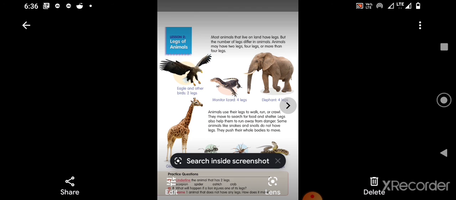2 legs, some more animals. 4 legs, some more animals. 6 legs, some more insects. And more than 6 legs, some more. And without legs, snake, snail. Is there any other animal also? Find out and write it. Make a list of this and keep it ready before the next class, children.